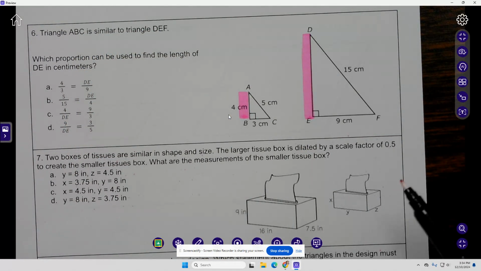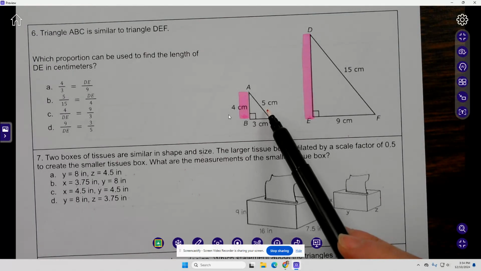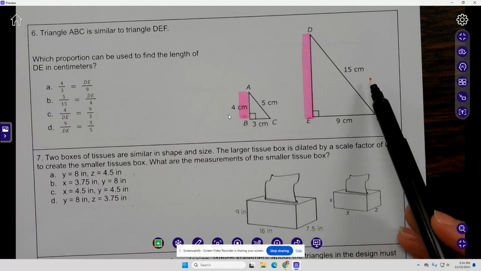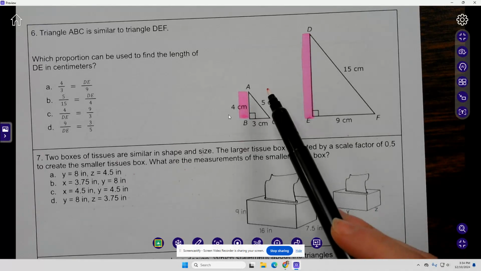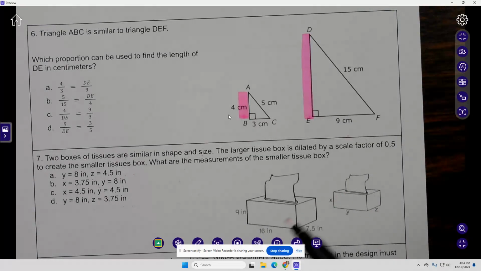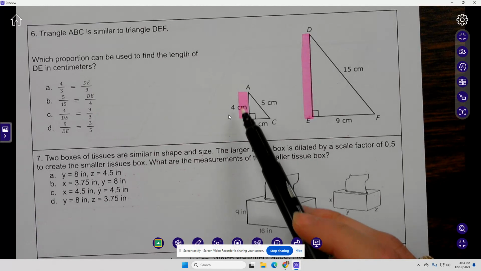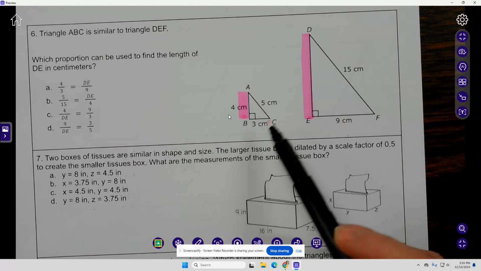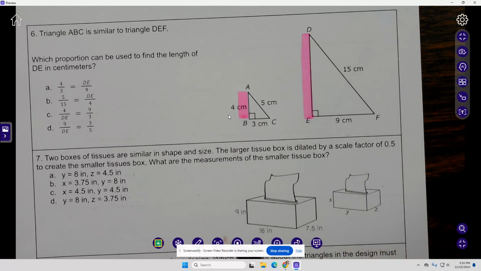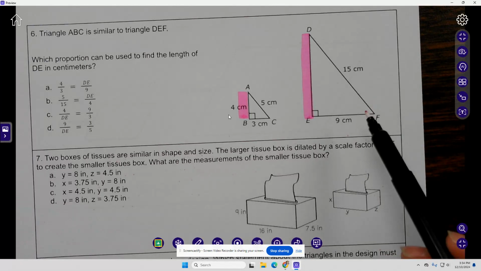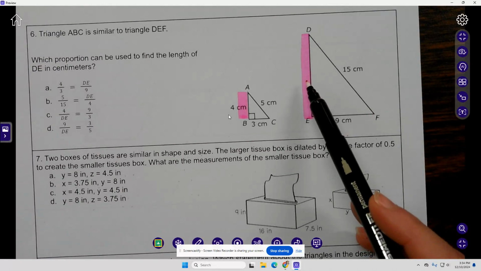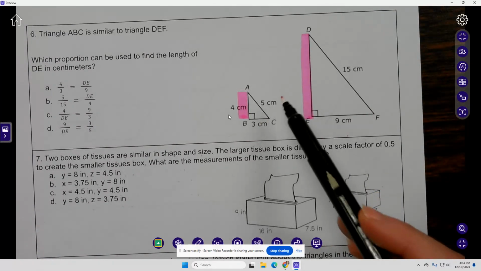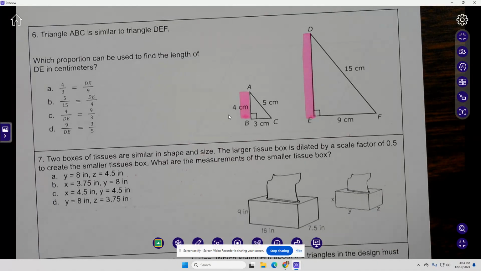So let's look at B. They have 5 over 15 and then DE over 4. That's incorrect. They did not use the same pattern. C, we have 4 over DE and then 9 over 3. That's also incorrect because they use the incorrect pattern. Letter D, sorry, they have 9 over DE and 3 over 5. That is incorrect because they use the incorrect pattern. So my only answer here is A.